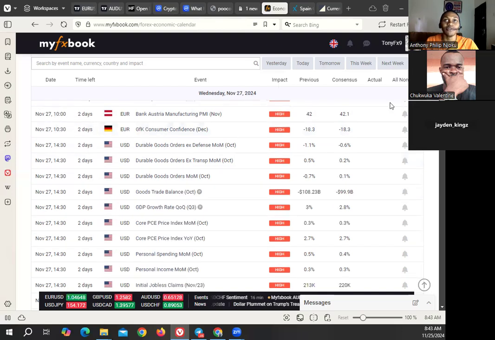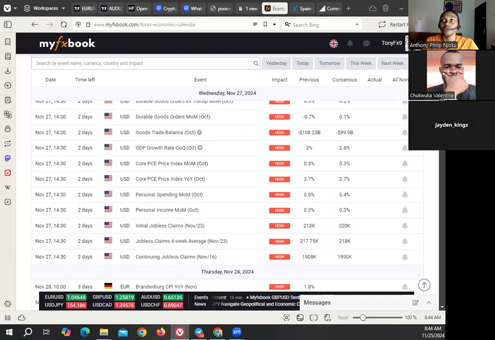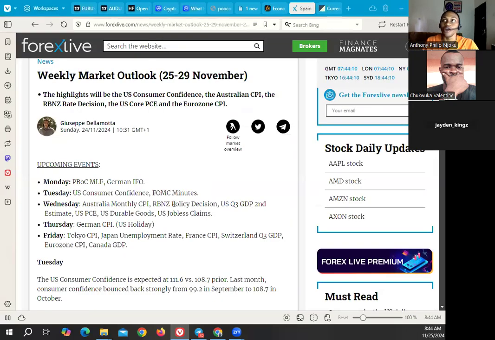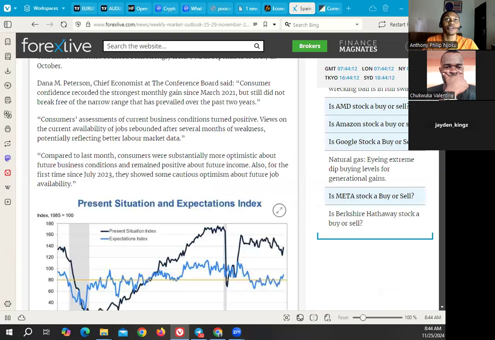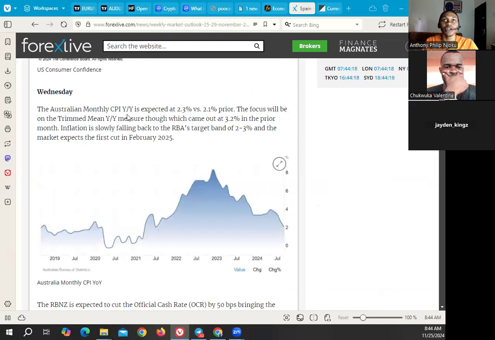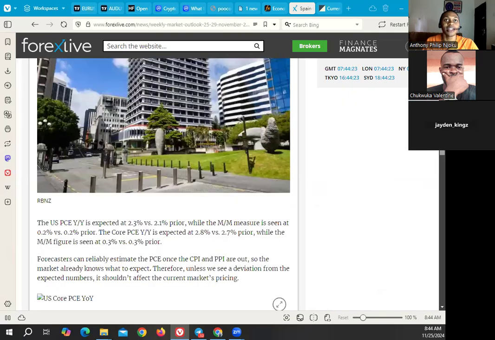Then on Wednesday, we have the durable goods order, the goods trade balance, the growth rate for the dollar, the price index, personal spending month over month, personal income month over month, initial jobless claims. Wow, we have a lot of news on Wednesday, and it's going to be a very volatile day. So let us read this analysis for Wednesday on this particular website. On Wednesday, they just talked about the Australian month-over-month CPI, which I already discussed with you guys. So that's literally not what we came here for. We came here to get insights on the dollar.